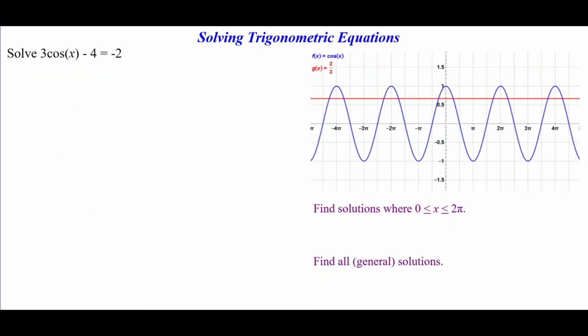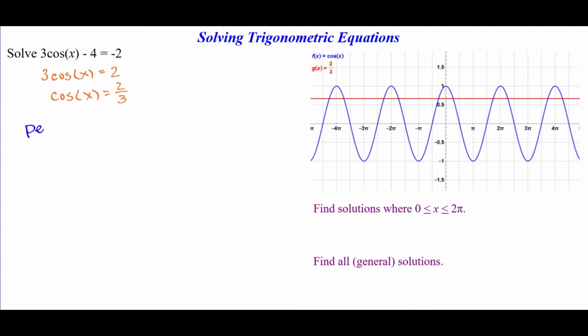We have solve 3 cosine x minus 4 equals -2. So the first thing we notice different from the previous equation, other than it has cosine, is that the cosine x is not by itself. So that's the first thing that we're going to want to work on with this equation, is we're going to add 4 to both sides. So we get 3 cosine of x equals +2, and then we'll get cosine of x equals 2/3. And again, you can see that's what I have graphed over here. The blue curve is the cosine of x, and the red line is the 2/3.